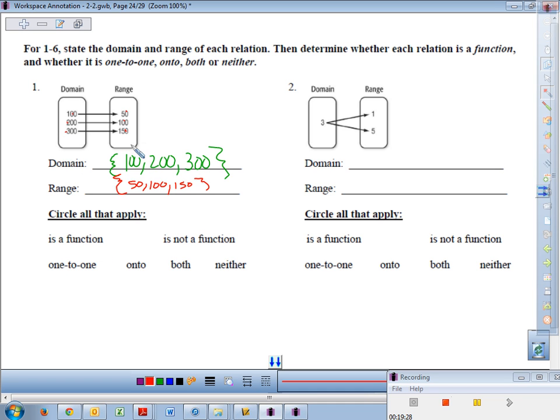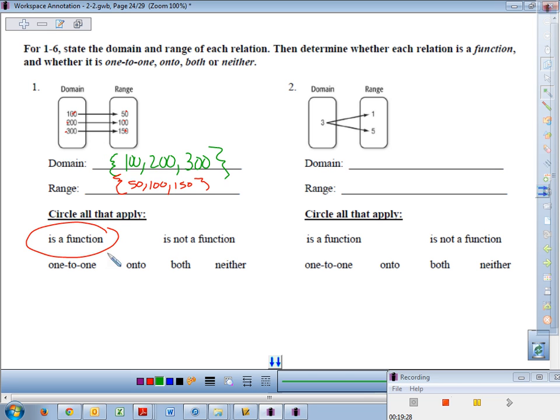Is it a function? Well, we can't use the vertical line test. It's not a graph. We check the arrow test, the mapping. Is this a function? Yes or no? Yes. How come? Because every element in the domain maps to one element in the range. In our own words, coming off one arrow only. Rock and roll?